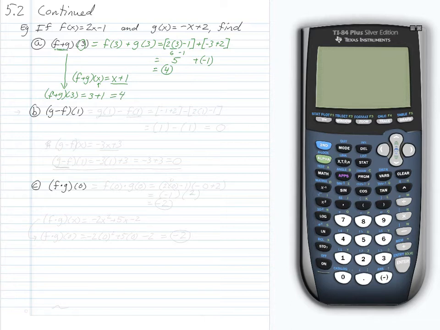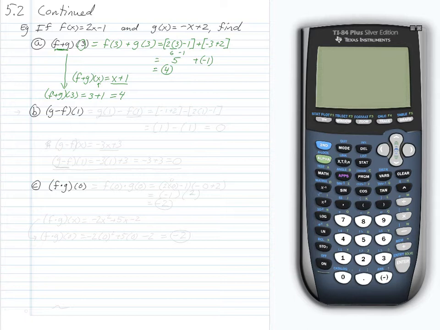So notice how much quicker that was. When we built the function that did what we wanted in advance, then we could plug in our x value very quickly, figure out what the result would be. This is a nice way of doing things when you're going to be using a combination like this often.